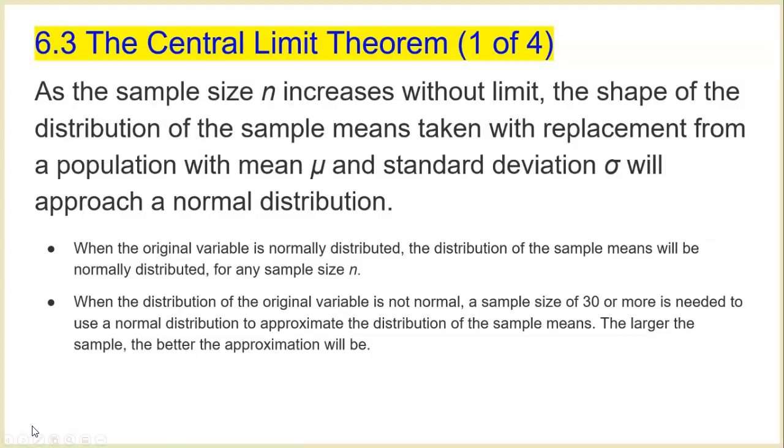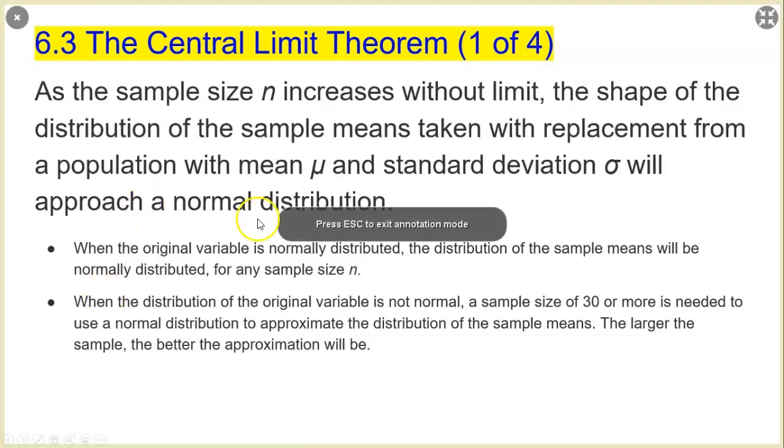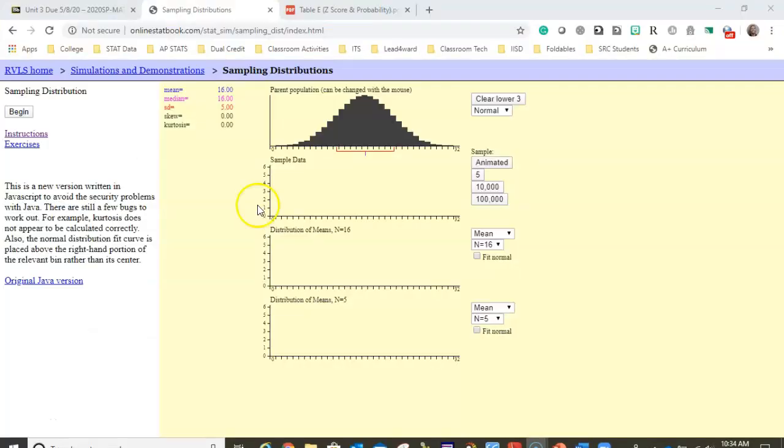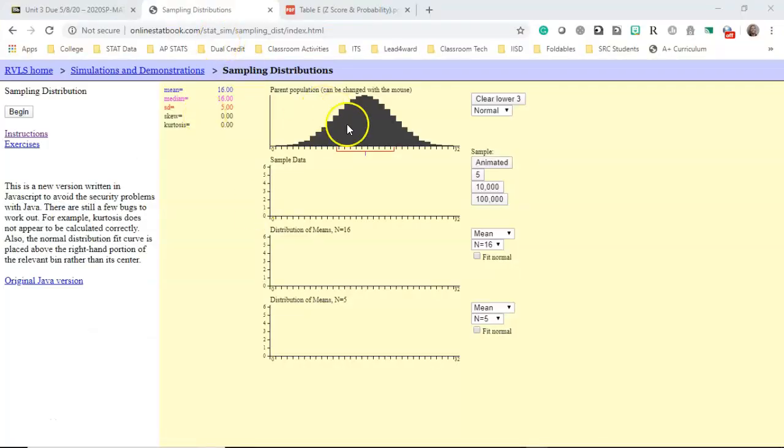If the original variable or the original population, if that distribution is not normal, then the sampling distribution will only tend to be normal or approximately normal when the sample size is large enough. And generally we look at samples of 30 or more. And so what I want to kind of look at or show you is this sampling distribution applet.